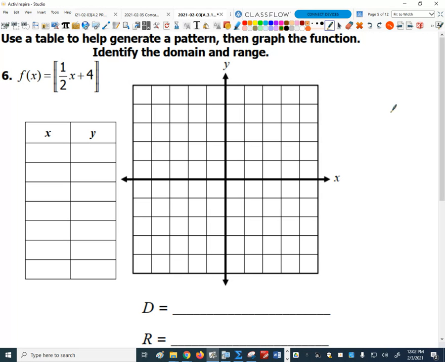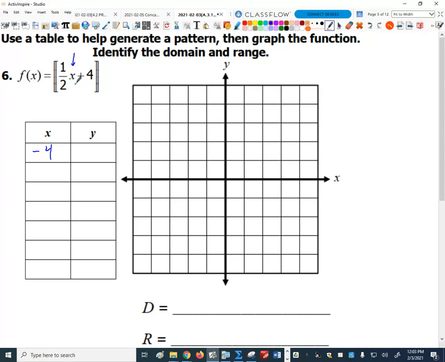Okay, let's look at maybe a little bit more complicated example. Let's make a t-table and let's create a graph of this floor function. Okay, so we got the floor of 1/2 x plus 4. Let's fill in our t-table until we can get the trend here. So how about if we do something like let's start at -4. And here's the function that we're plugging stuff into, right? If I'm plugging in an x value of -4, let's do some math in our heads here. We'll do a little calculation.